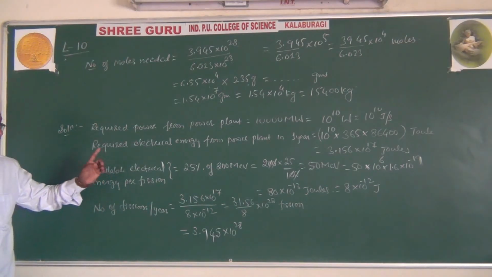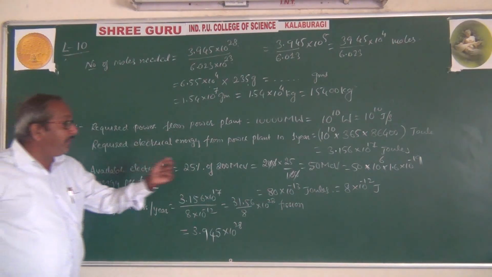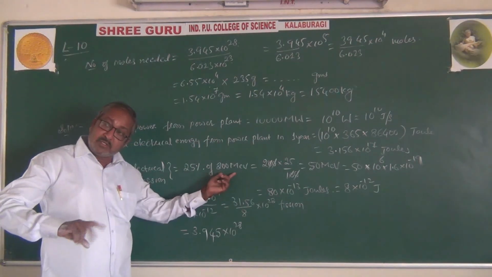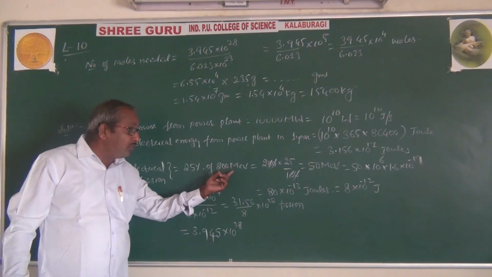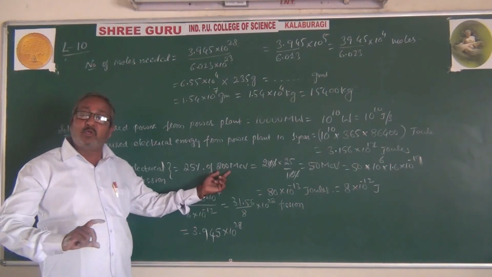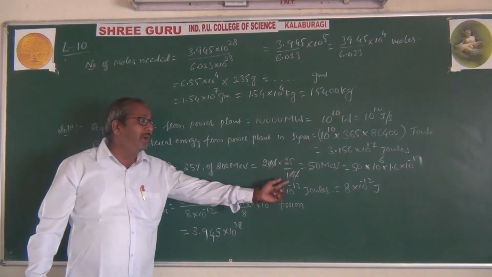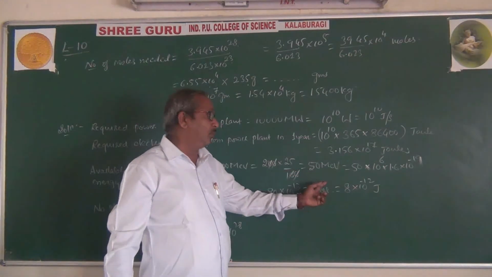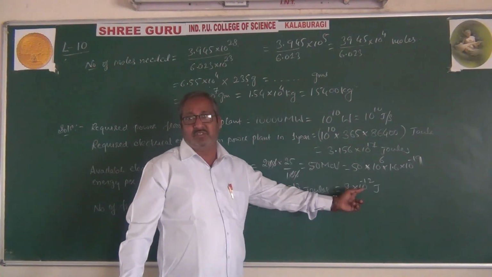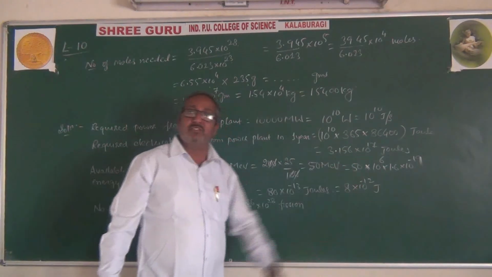But here the energy released per fission, that is 200 mega electron volt, will be in the form of heat energy. This heat energy is converted into electrical energy. Only 25% is converted into electrical energy. So for that, 200 into 25 divided by 100, that means 50 mega electron volt. Later convert into joules, so you will get 8 into 10 raised to minus 12 joules. Per fission how much energy are we getting? Only 8 into 10 raised to minus 12.